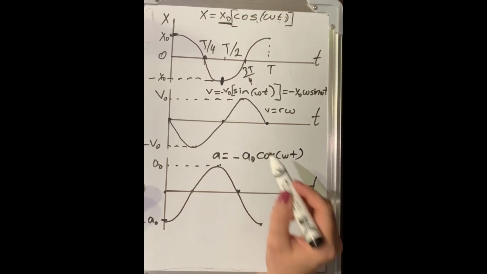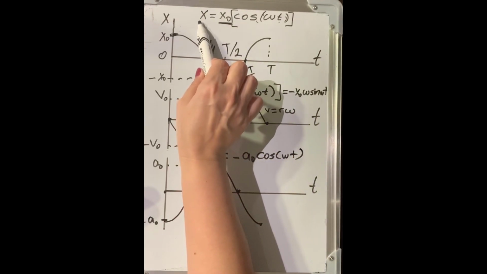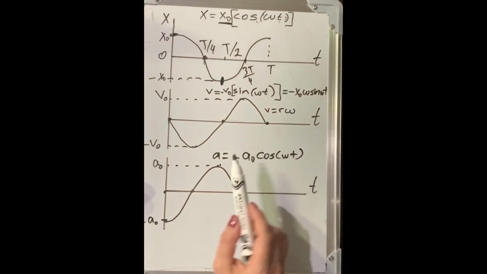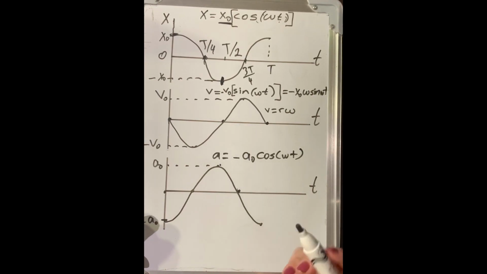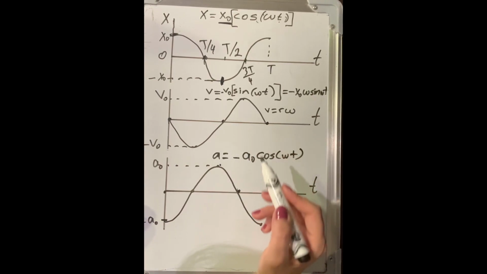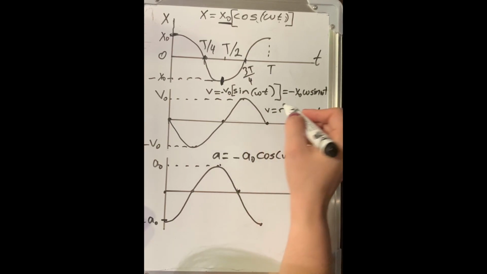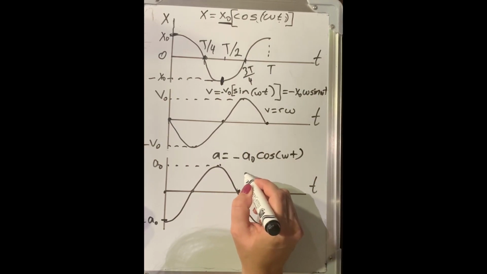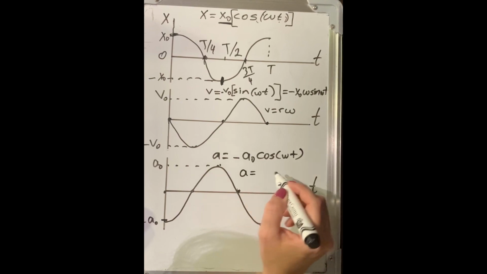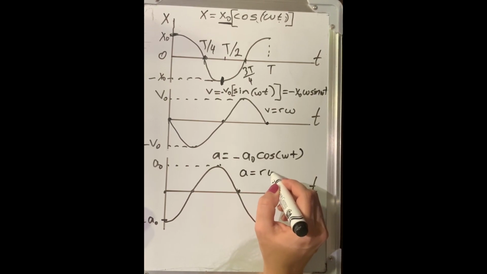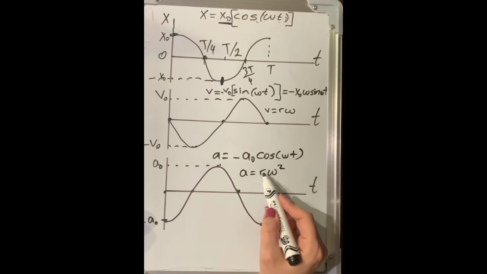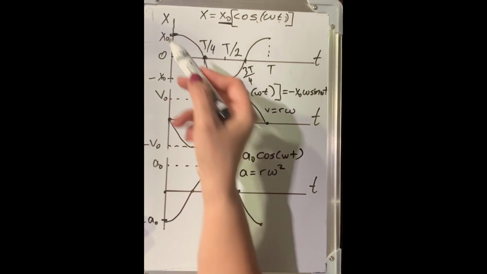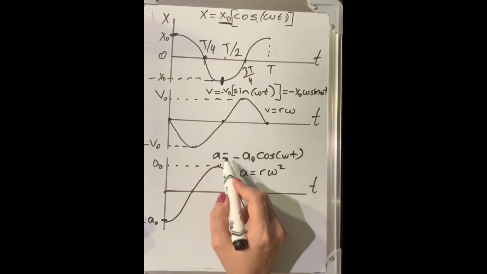So once again, you see, x is equal to x0 cosine omega t, a is equal to negative a0 cosine omega t. Now, from circular motion, just like we did for the velocity, I can write a equals r omega squared. This was what we did in circular motion. r is the amplitude, so x0 in this context.